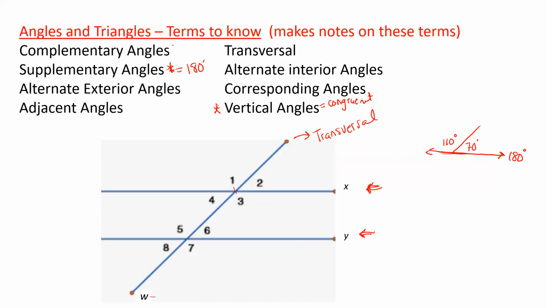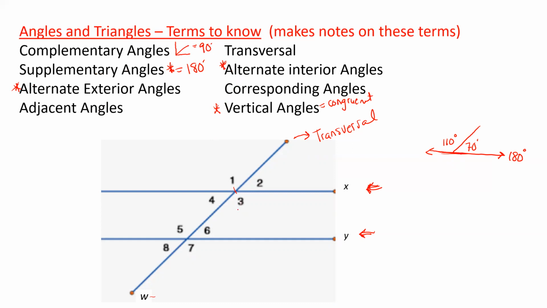Now, one of the terms that you need to know, but we're not going to use as much in this section, is complementary angles. Complementary angles are two angles that equal 90 degrees, okay? The other two, alternate interior and alternate exterior, form when we have two parallel lines that are crossed by a transversal.